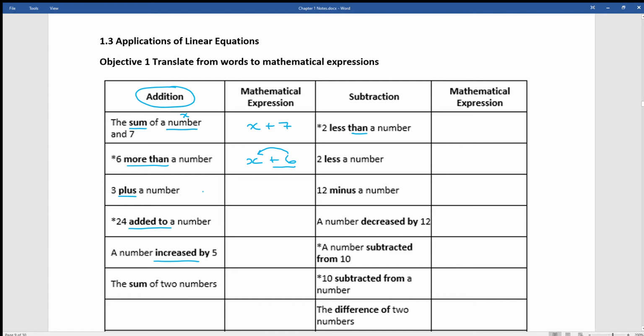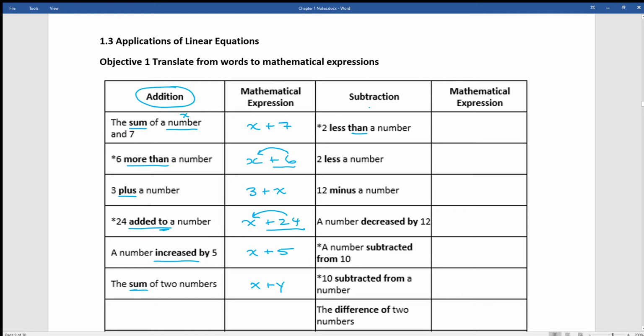The next one is 3 plus a number, which would just be 3 plus x. The next one is 24 added to. So this is that same action, right? More than, added to. So you're going to have a number plus 24. This is 24 added to a number. Versus a number increased by 5 would be any number increased by 5. And then lastly, the sum of two numbers means you have two variables, so something like x plus y.